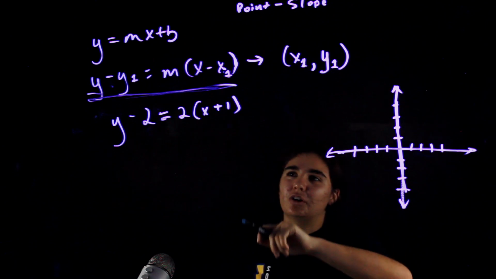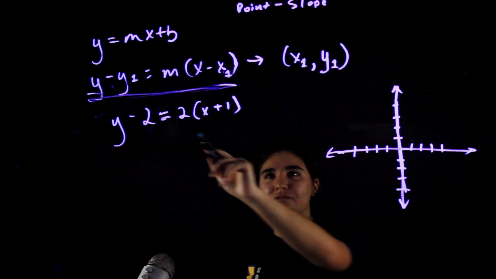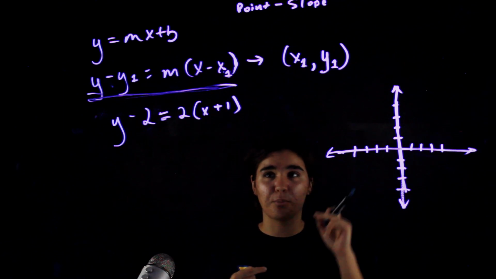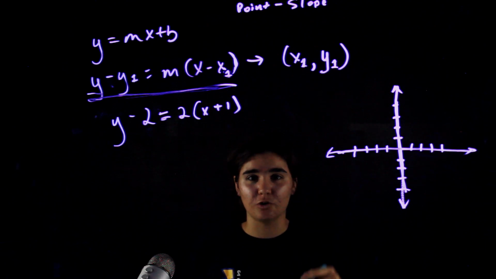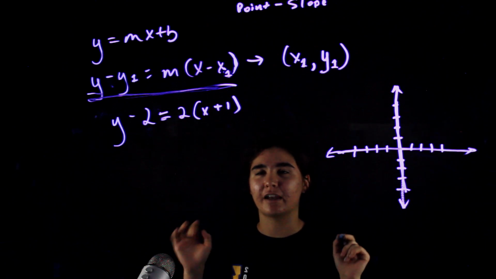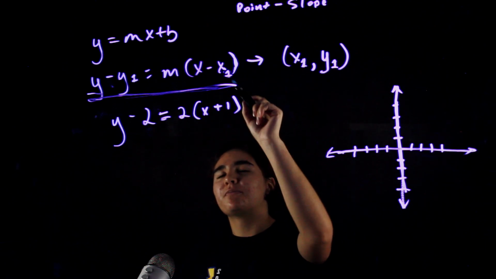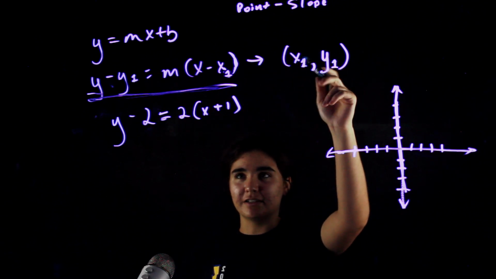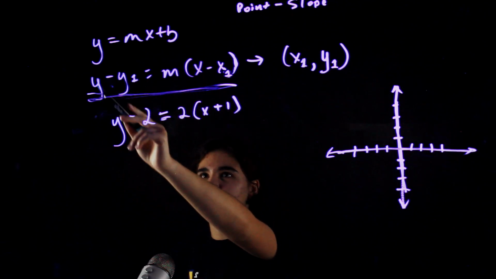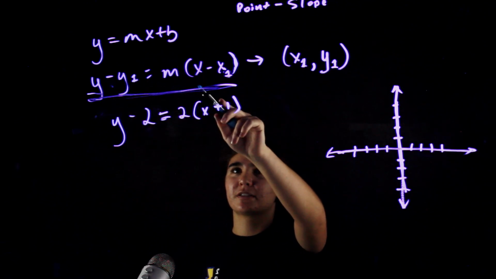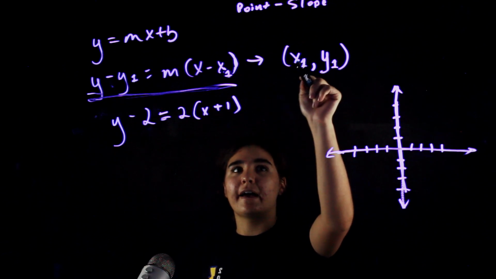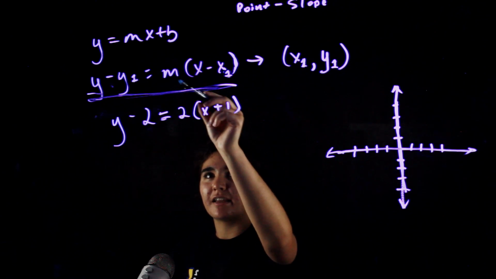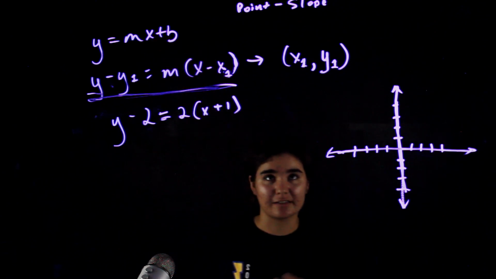And the reason it's called that is because just from looking at it here, you can see not only a point on the graph, but also the slope of the graph. And I'll explain it right now. So this right here, this (x1, y1), is the point. And the formula itself is y - y1 = m(x - x1). So x1 and y1 is just a point on the graph. And this m, as we know from our y = mx + b, is the slope.